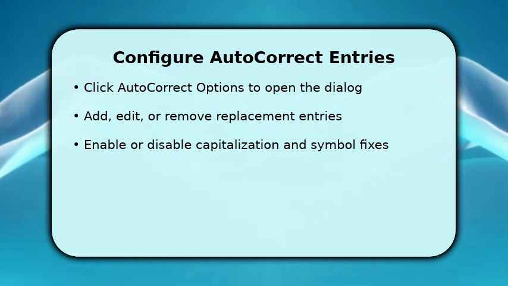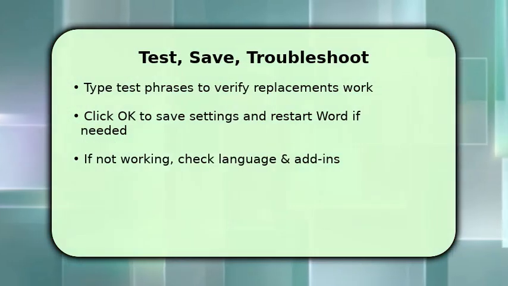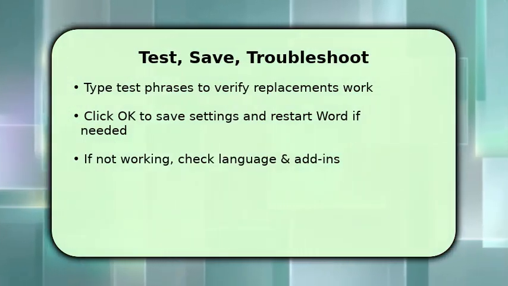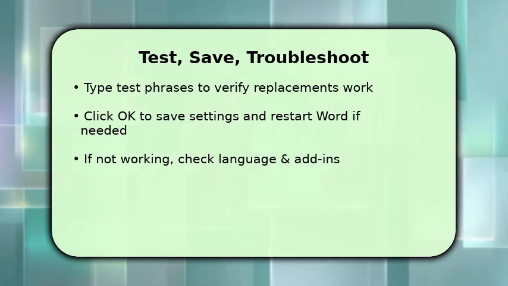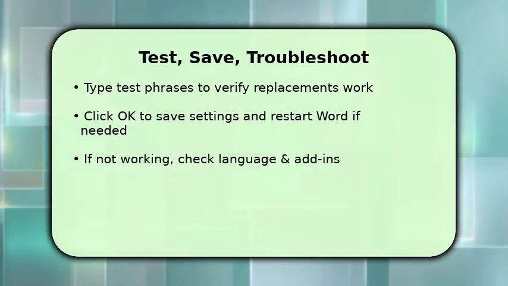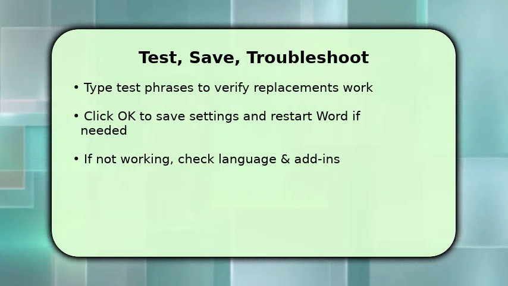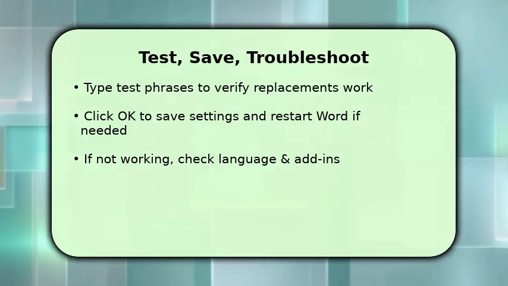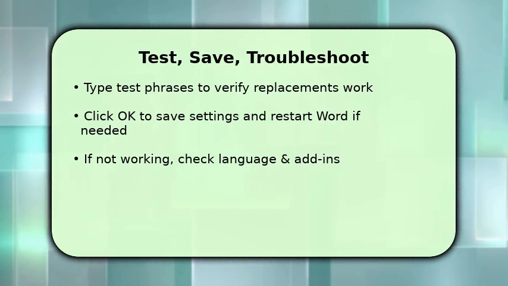Now test your changes by typing the phrases you set up. Watch Autocorrect apply replacements in real time so you confirm behavior. Once satisfied, click OK in all open dialogues to save settings and restart Word if the changes don't appear immediately.